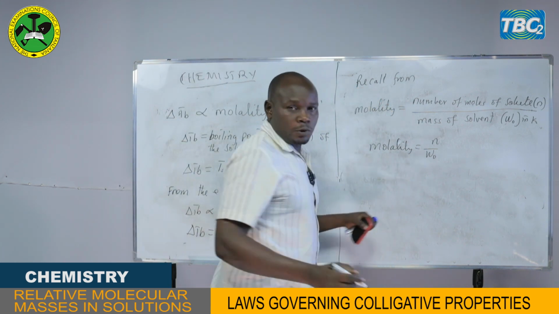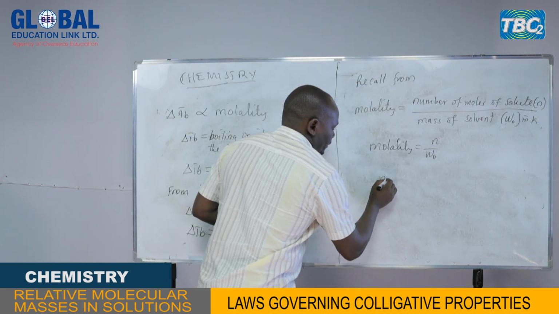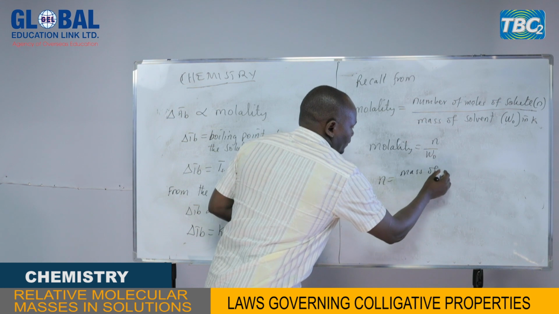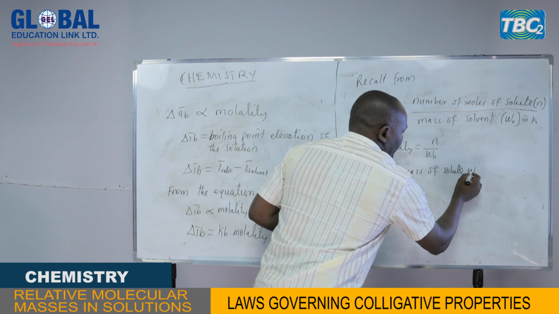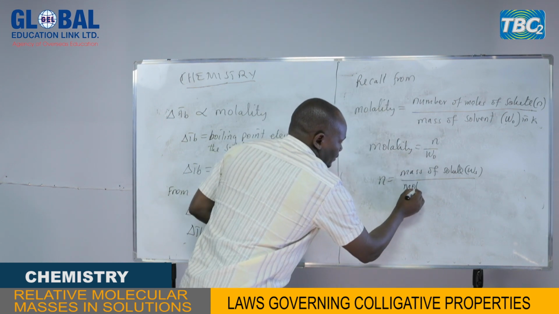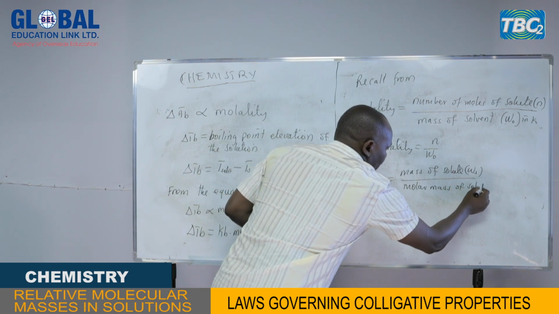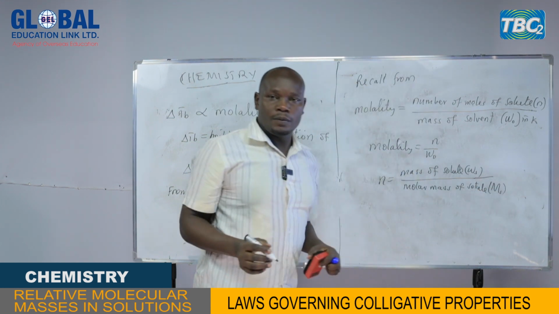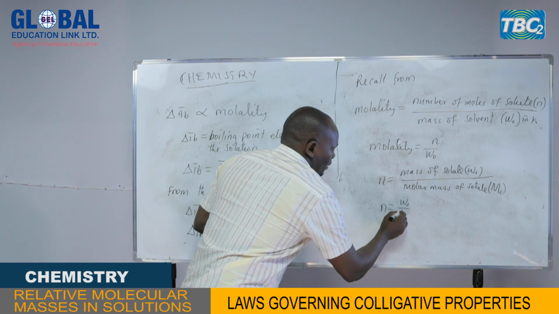Now, if we continue expanding our equation, number of moles of a solute is equal to mass of solute, which is, let us call it Ws, divided by the molar mass of solute, and let us call it Ms. So number of moles of a solute is equal to Ws over Ms.